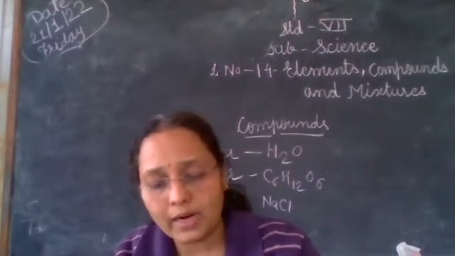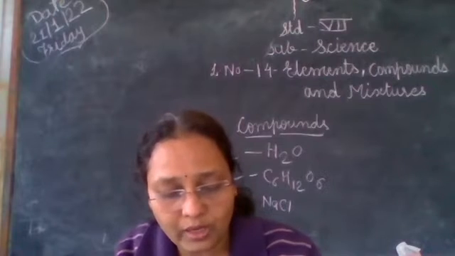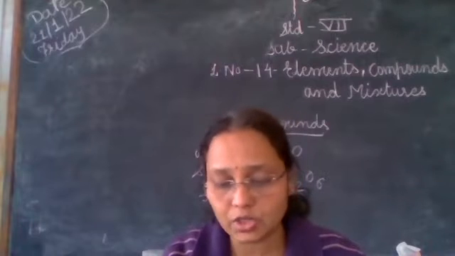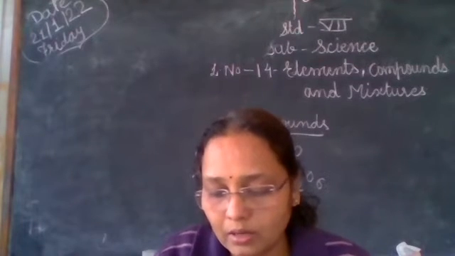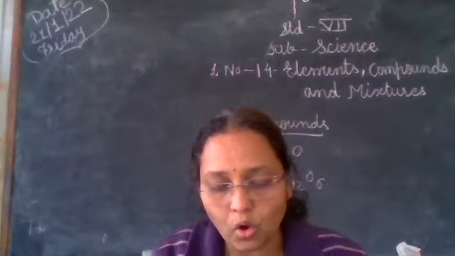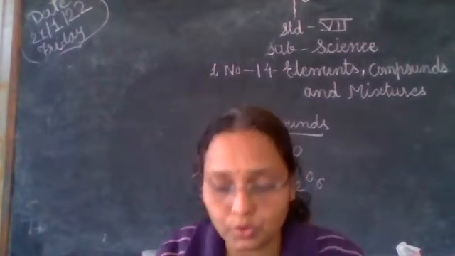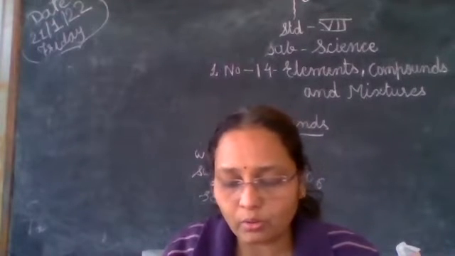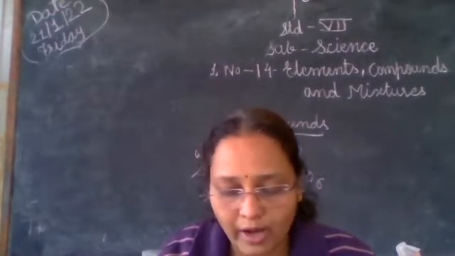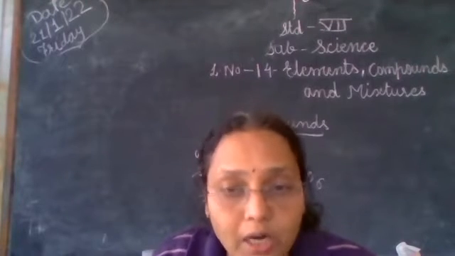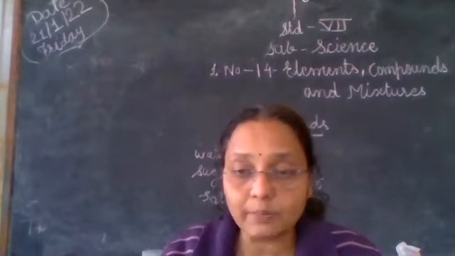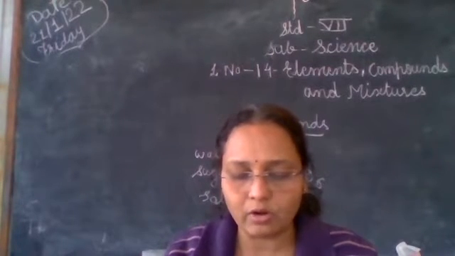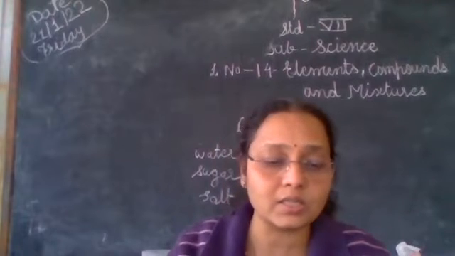The substance formed by the chemical combination of two or more elements is called a compound. Once again, I am repeating the definition: the substance formed by a chemical combination of two or more elements is a compound. A substance is a compound only if its molecules are made up of atoms of different types. So water is a compound. One molecule of water is made up of two atoms of hydrogen and one atom of oxygen.